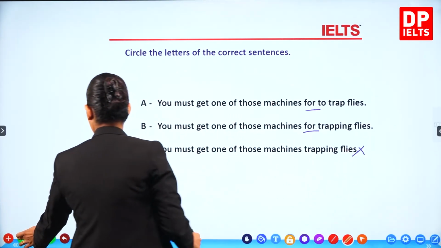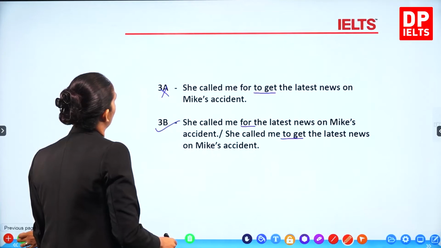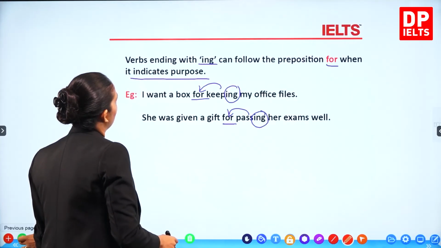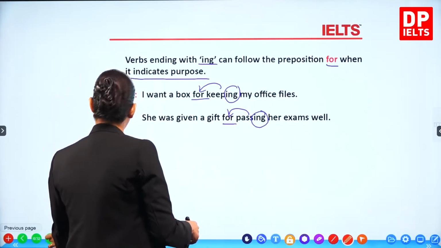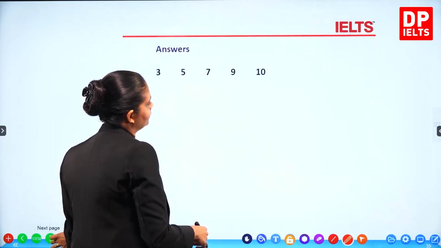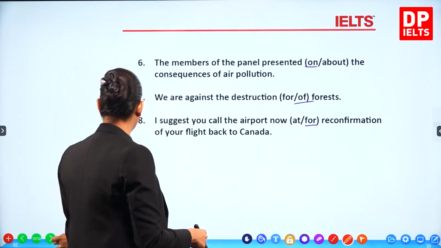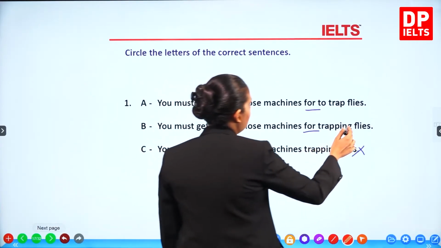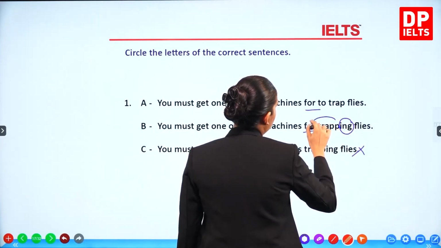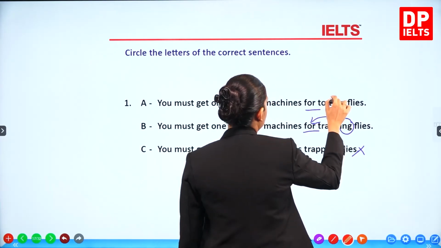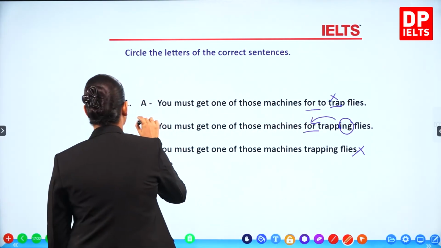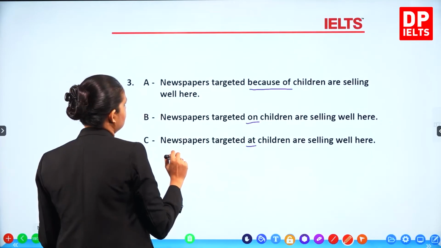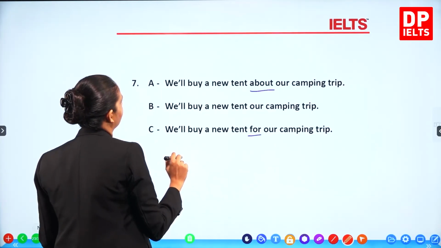So let's have a look at the ing form. When you have ing, it should follow with for. So that's basically the rule. That's all you need to remember for you to get this correct. If there is ing, you have to use for. So here it's the base form, so you can't use it. So the only correct answer is B.